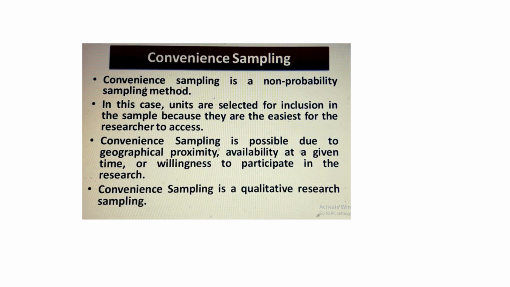Moving next, we have convenience sampling. Convenience sampling is a non-probability sampling method. In this case, units are selected for inclusion in the sample because they are the easiest for the researcher to access. Convenience sampling is possible due to geographical proximity, availability at a given time, or willingness to participate in the research. Convenience sampling is a qualitative research sampling.